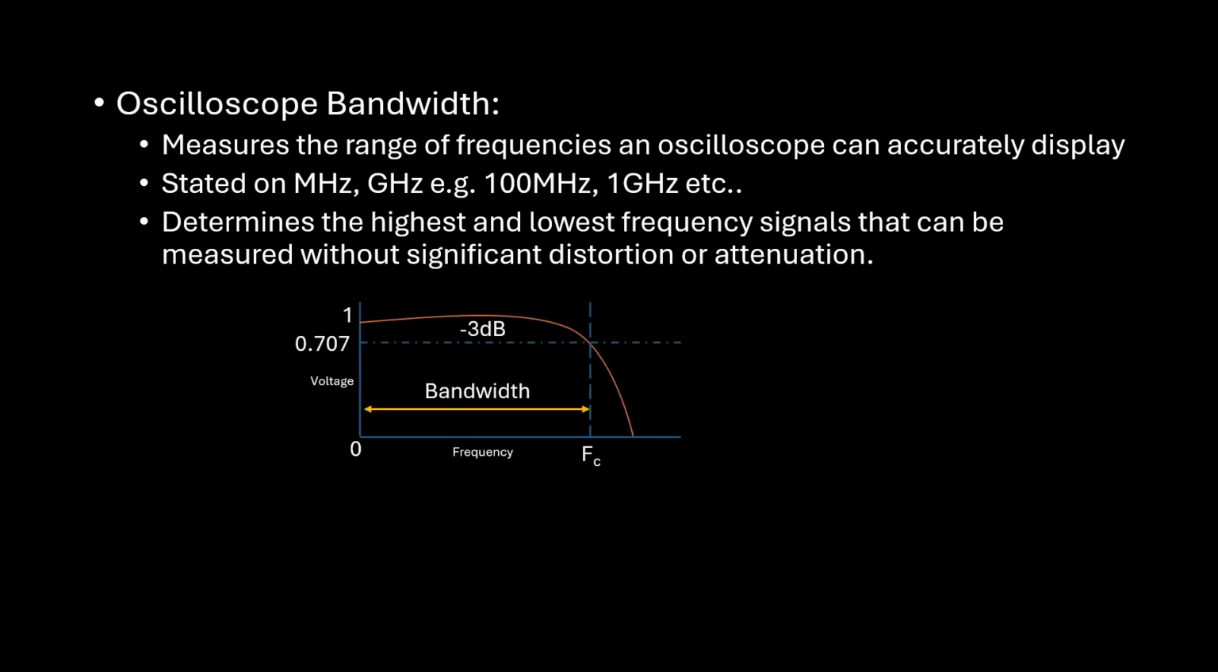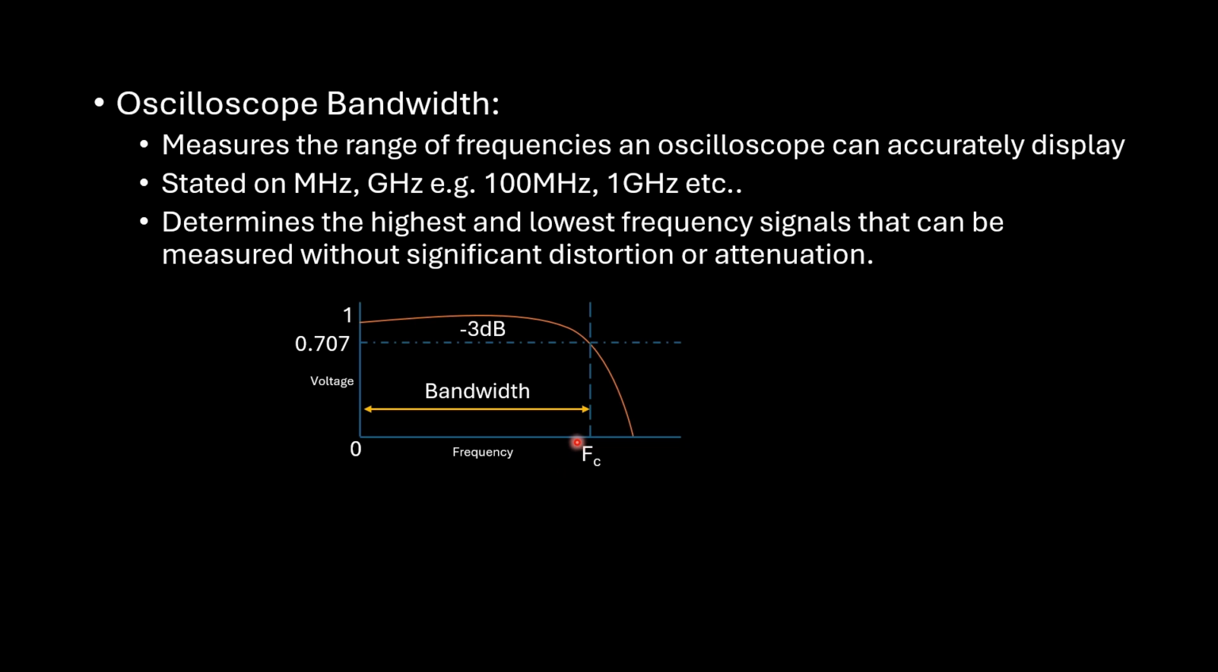Let's see how bandwidth is defined in a graph. This is the plot between frequency and the gain or voltage. As the frequency of the signal increases, the attenuation also increases. At the -3 dB loss, or when the voltage is 70.7% of the actual value, the frequency Fc is called the bandwidth.